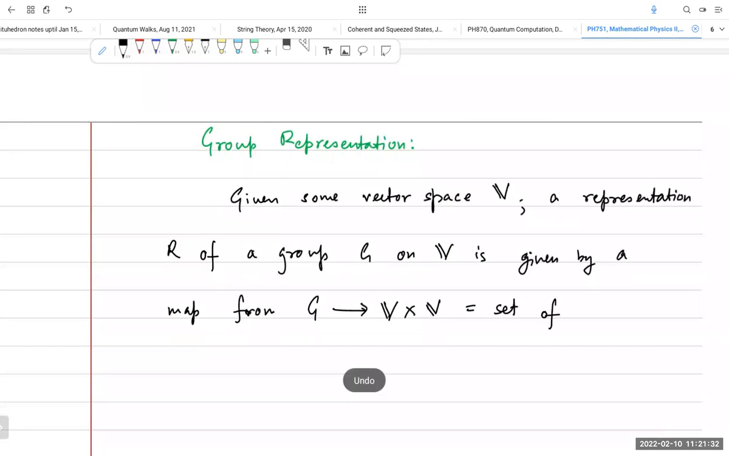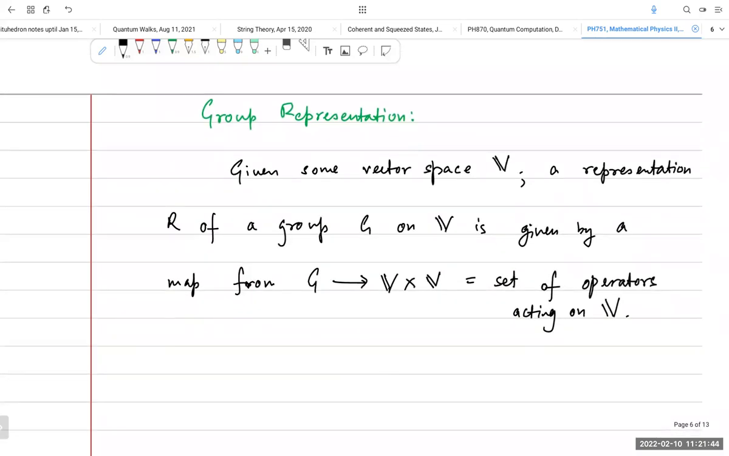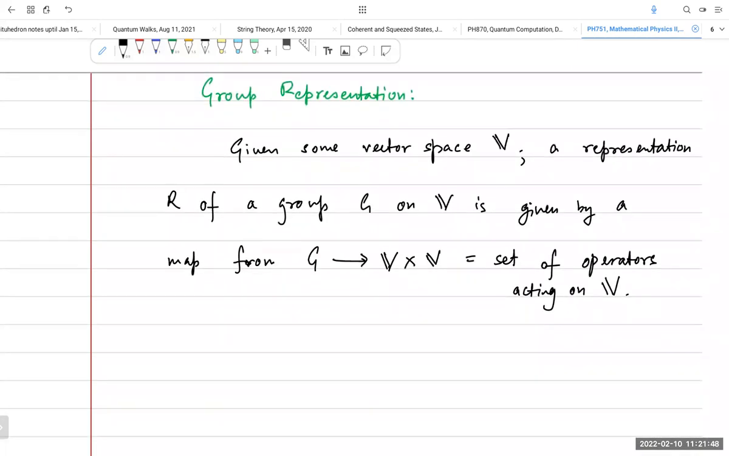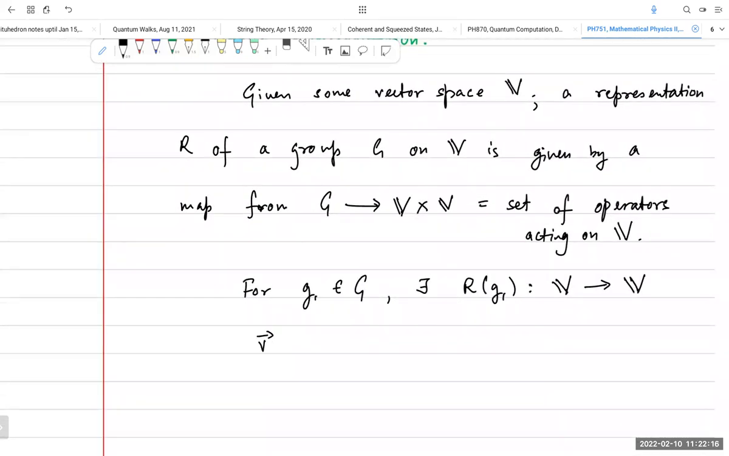If you don't understand this notation, don't worry too much about it. Just think of this as a map from the group to the set of operators acting on V. So this means that for some group element G1, there exists an operator R, a function of G1, which acts on V. And what does this R do? It takes the vector space to itself. So if I have some vector, this gives me some other vector which is in the same vector space.